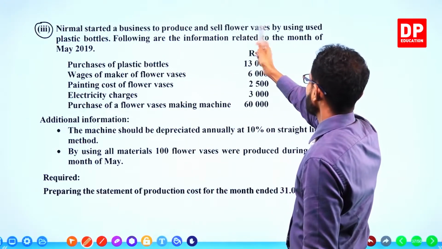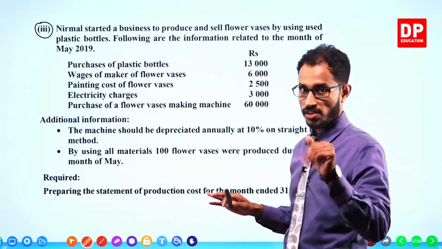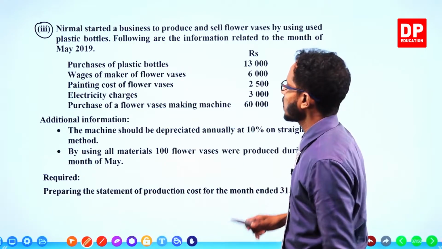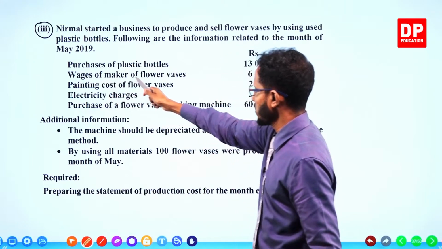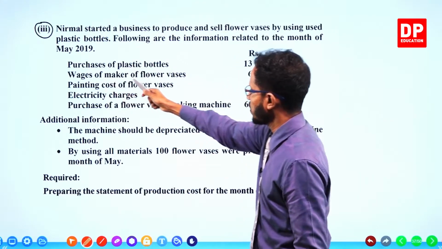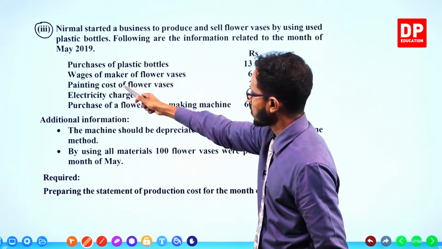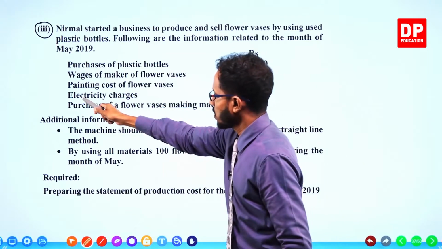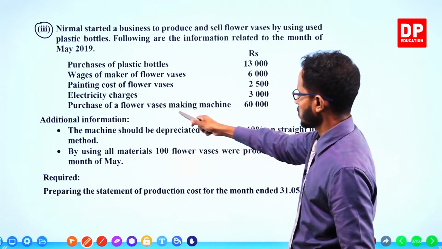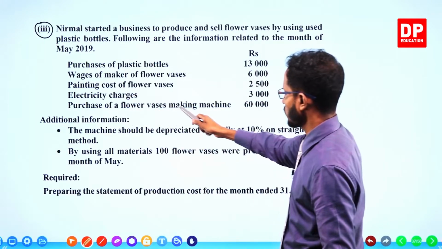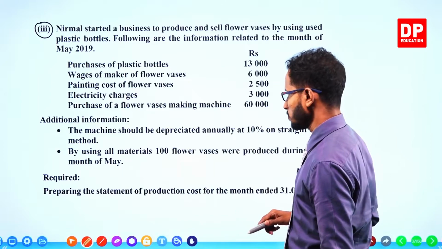This guy is producing flower vases using used plastic bottles. Environmentally friendly, very creative, very thoughtful. He has purchased plastic bottles. He's paying wages of the flower vase maker. He's painting the flower vases, costing this much. His electricity charges are this much. He's purchasing a flower vase making machine.